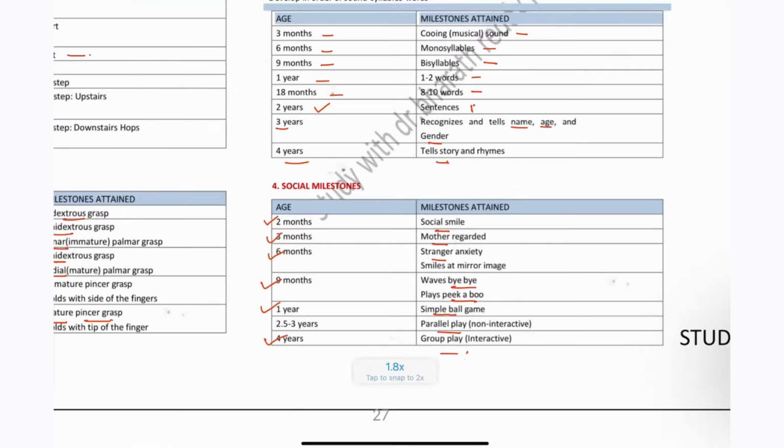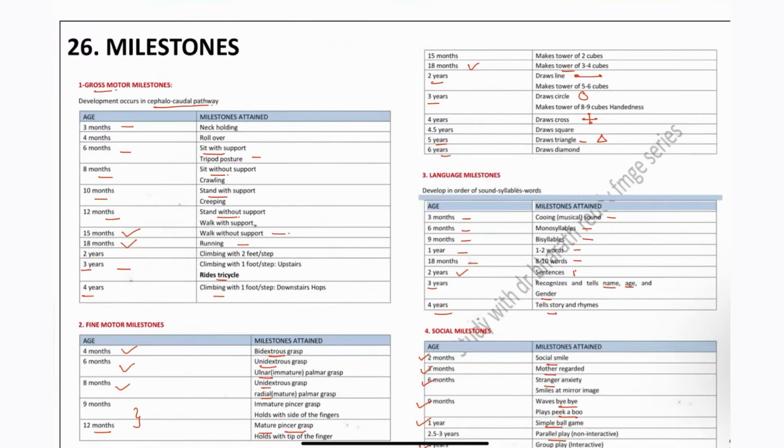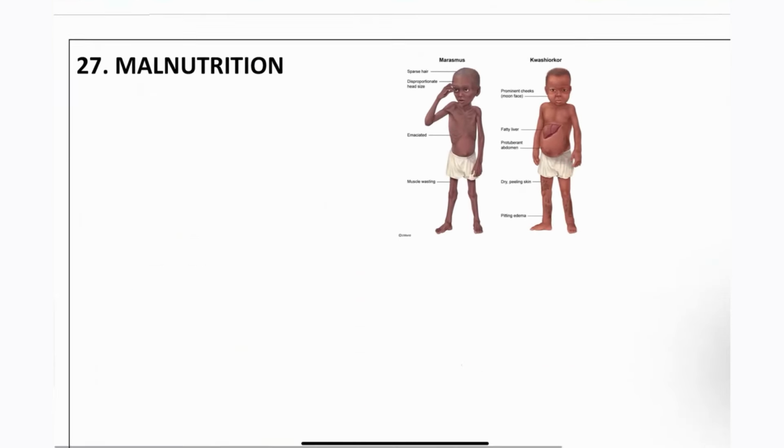These milestones can be integrated and asked towards. Again, revise again and again, read one more time. Next, moving on to malnutrition.